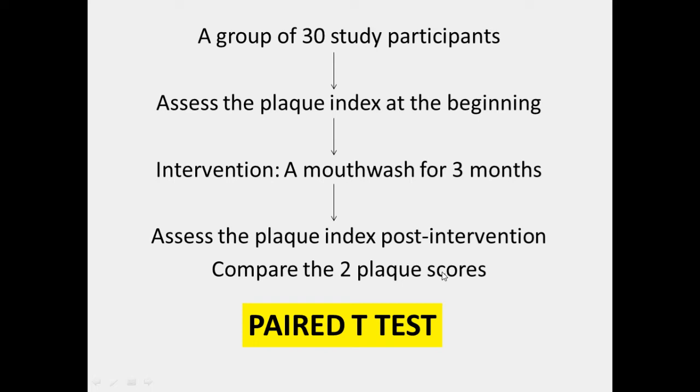In such a case, you have to use paired t-test. Here you can see you have only one group, and here is the intervention. Before the intervention, you assess the plaque index. After the intervention, you assess the plaque index and then compare the two scores. That is called paired t-test. In the same group, you are comparing before and after the intervention.